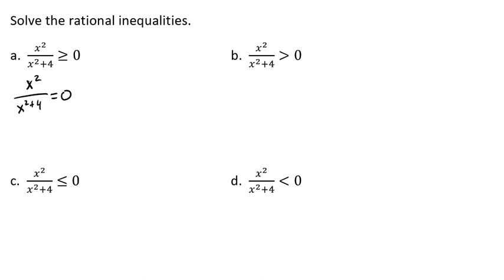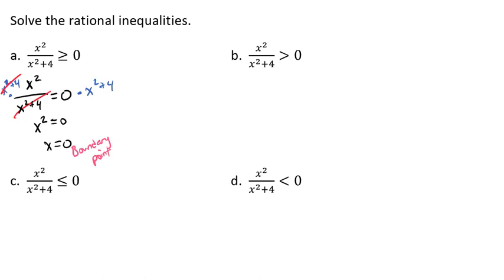And then solving for x. You'd multiply both sides by the denominator, and that's going to go away. That's going to give us x squared equals 0, which means we're going to have x equals 0. So 0 is going to be our only boundary point.